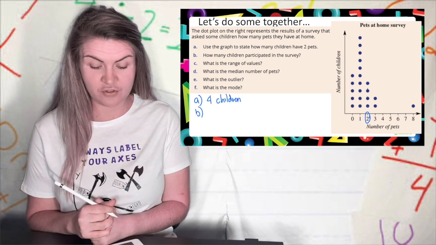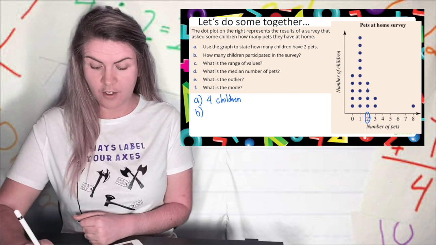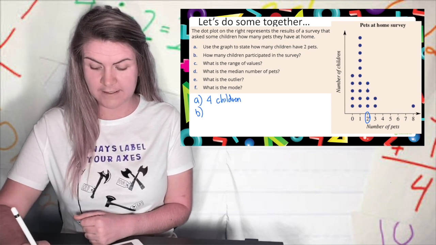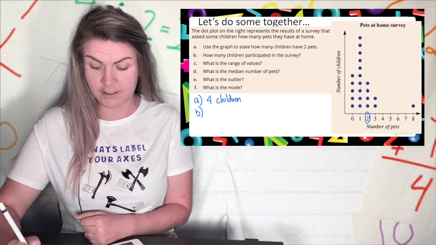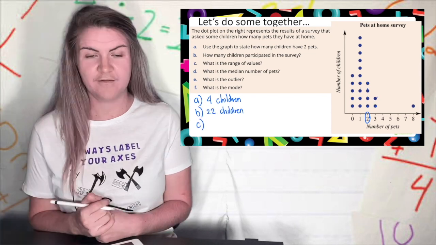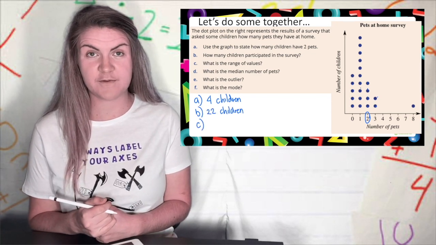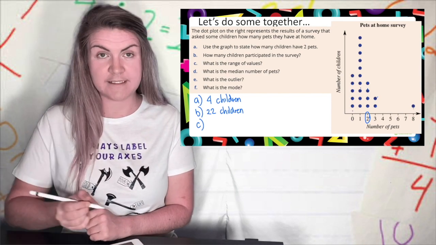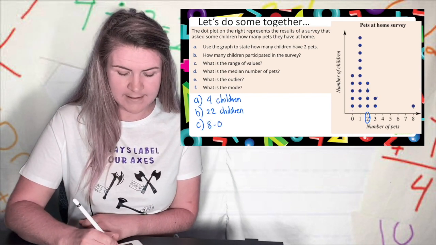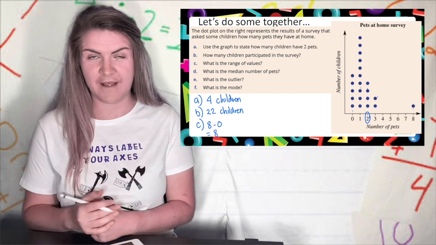B. How many children participated in the survey? So I'm going to count up all the dots. 1, 2, 3, 4, 5, 6, 7, 8, 9, 10, 11, 12, 13, 14, 15, 16, 17, 18, 19, 20, 21, 22. 22. C. What is the range of values? I know that range is the difference between the highest and the lowest. My highest is 8 and my lowest is 0. So I'm going to go 8 take 0, which is 8. So the range is 8 pets.